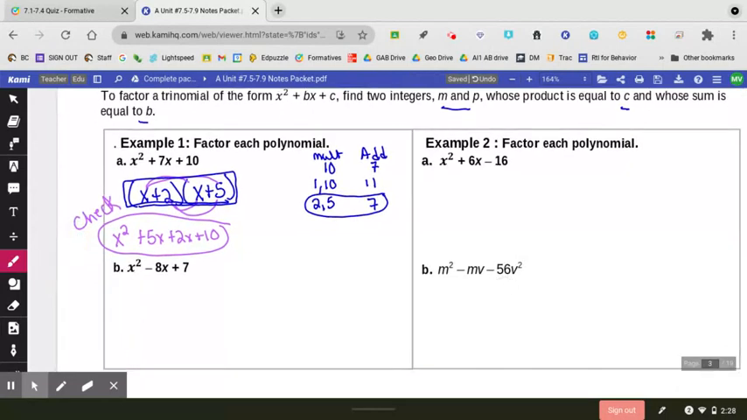So here I want numbers that multiply to be 7, but add to be negative 8. So numbers that multiply to be 7 are 1 and 7, negative 1 and negative 7. When I add 1 and 7, I get 8; negative 1 and negative 7 equals negative 8. So that is our choice. So it's x minus 1 times x minus 7.